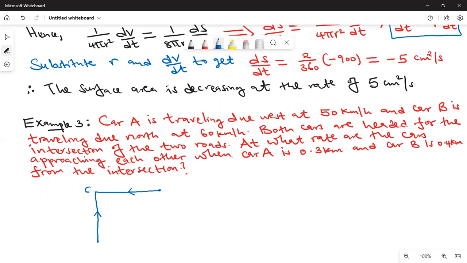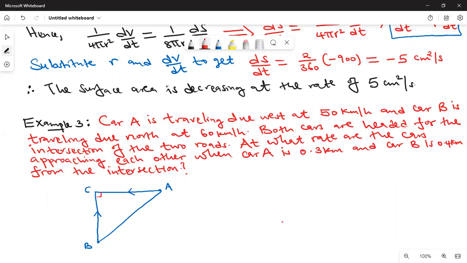Let this point be A, and let this point be B. So I can join A to B. And you see this thing here, let me use another color. This is a right angle triangle. So this is car A moving towards the intersection, and the other one is car B moving towards the intersection.